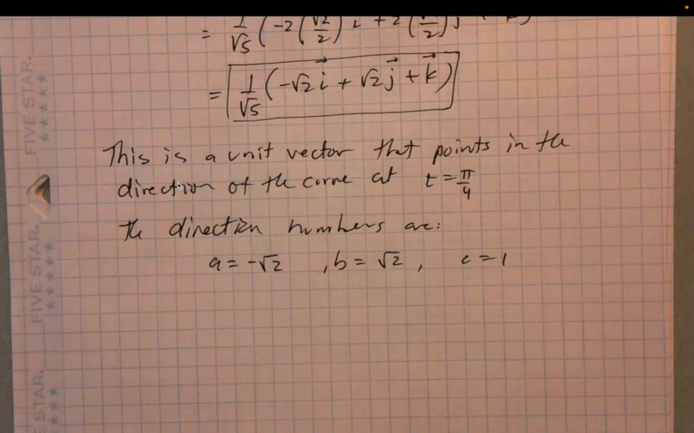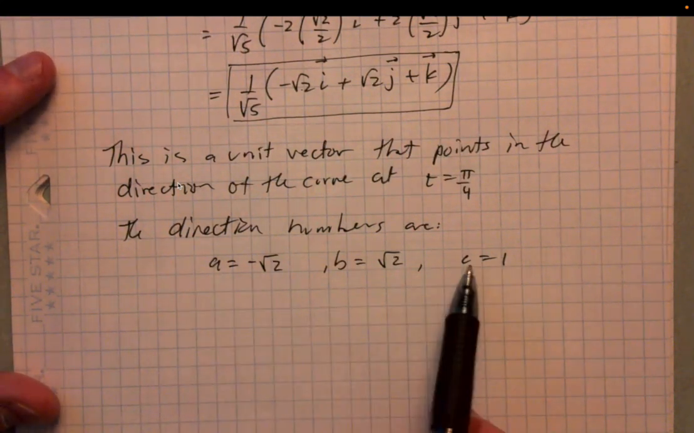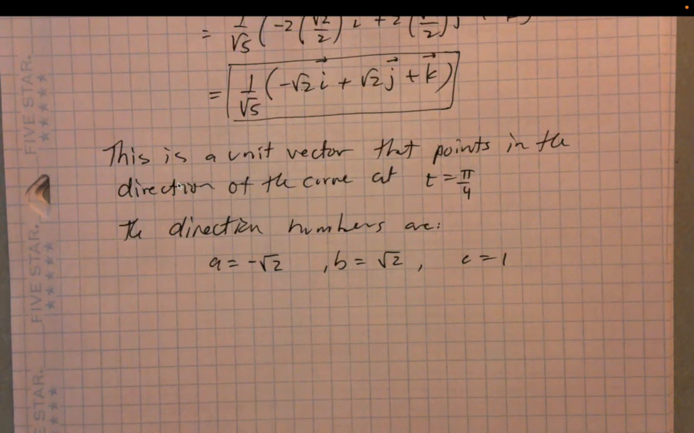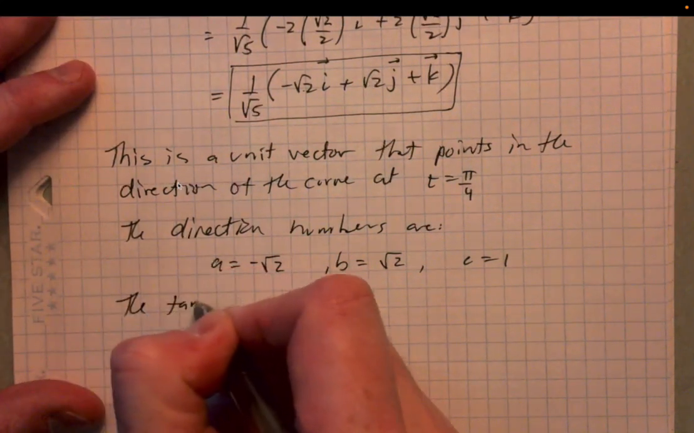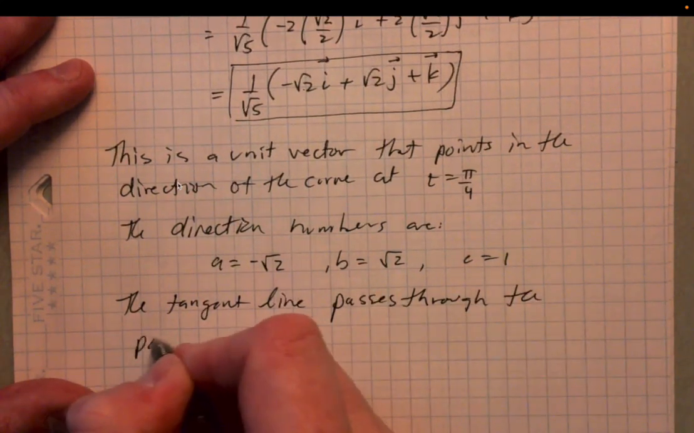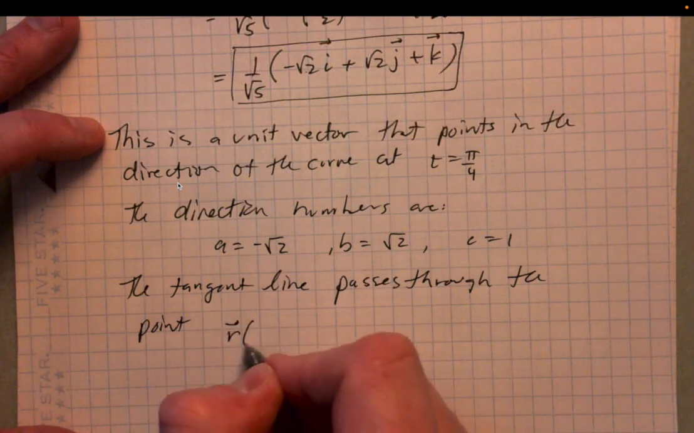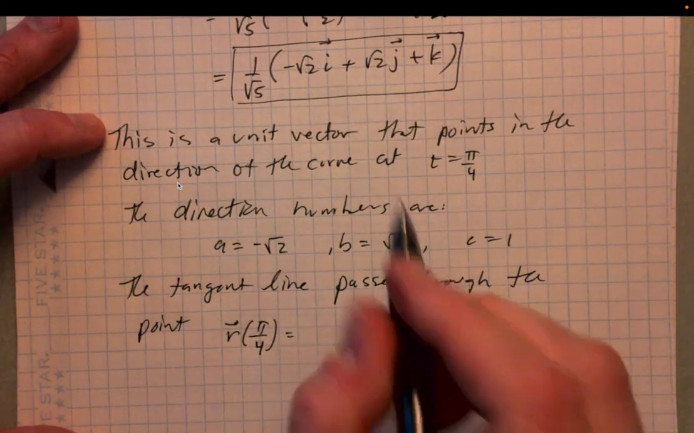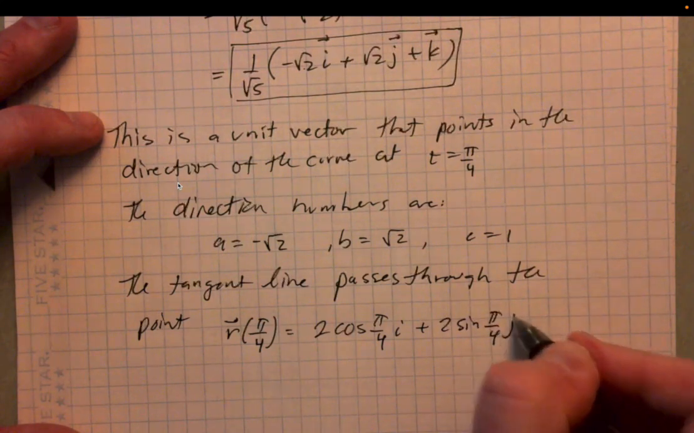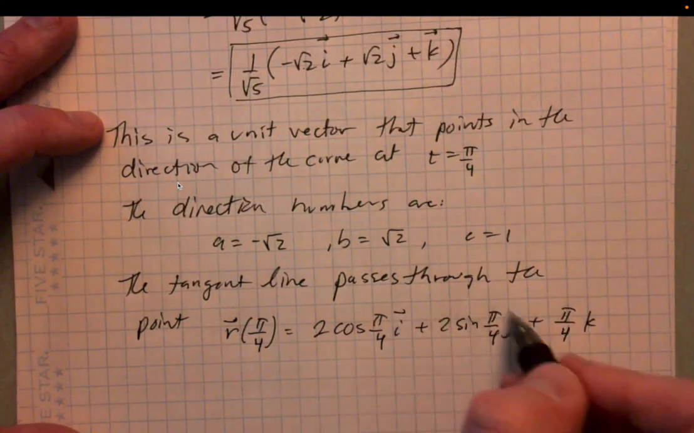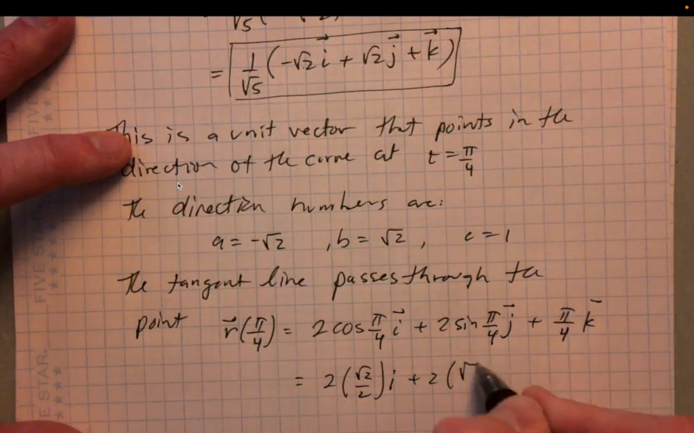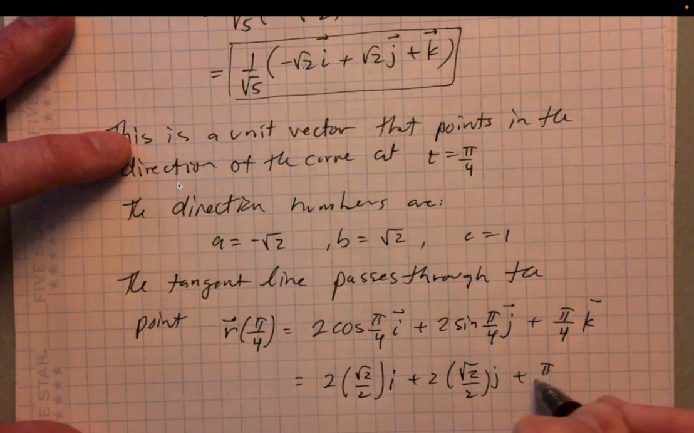Okay, and so we know that these are the direction numbers, and that the line passes through, let's see, hold on one sec, what did it say? Okay, the tangent line passes through the point. I guess we have to plug it in to the original. Not a problem. It'll be 2 cos pi over 4 i plus 2 sine pi over 4 j plus pi over 4 k. And what do we get there? 2 times the square root of 2 over 2 i plus 2 times the square root of 2 over 2 j plus pi over 4 k.